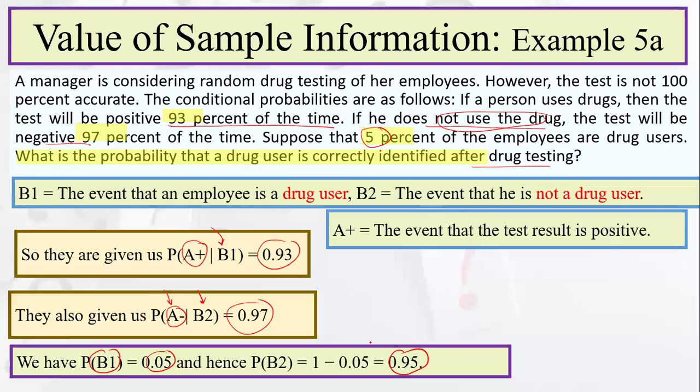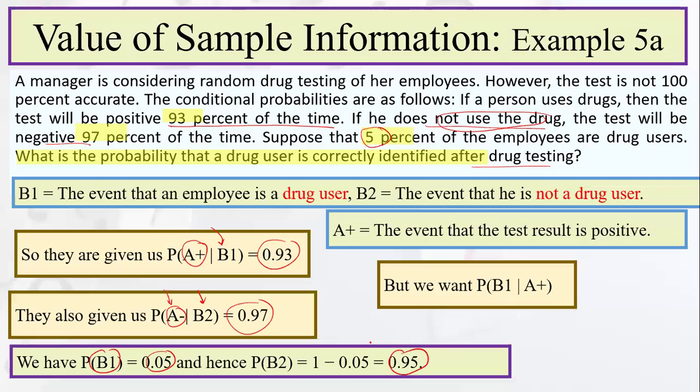What is the probability the drug user is correctly diagnosed after testing positive? So that means given that the test result is positive, what is the probability he is a drug user? It's very tricky here. People reverse it easily. Look at here, it's given to you the other way around. What people ask you as a question is not the one which is given to you.